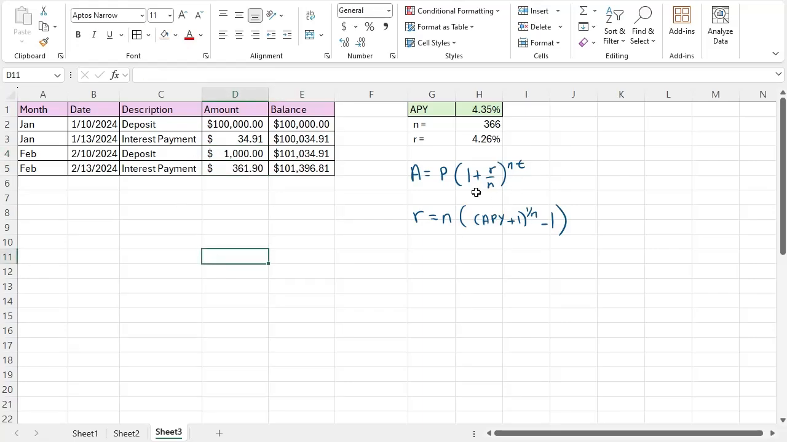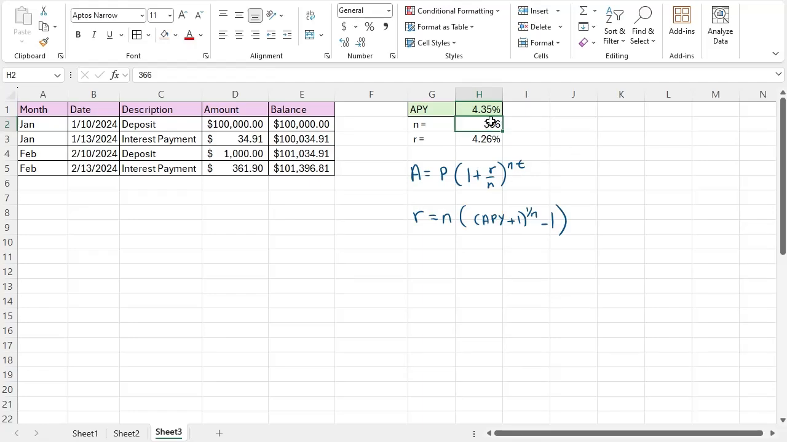Okay, so these are some formulas that we discussed previously in this playlist. The bank told us the APY or annual percent yield is 4.35%. Using that, we were able to calculate this simple interest rate, which is this 4.26%. And then the number of days that this bank is compounding, they're compounding daily. So in a leap year, we have 366 days of the year.